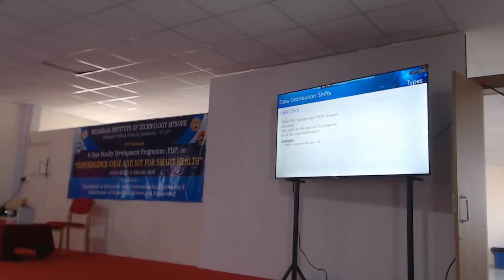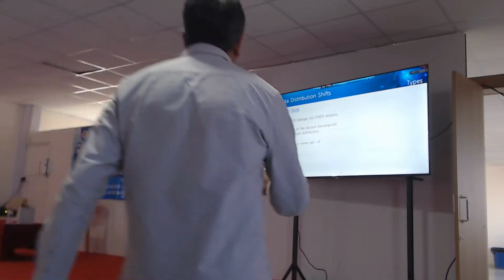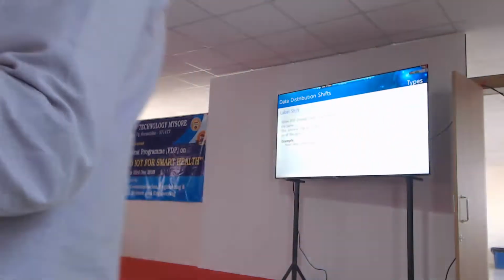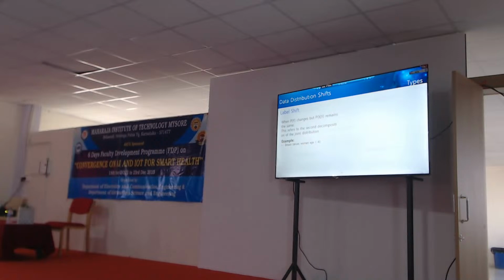So this is what label shift is. In label shift, the P of Y changes. The labels are changed, but the distribution is the same. See, the case of gender, right? Male, female, and transgender. Even they are included in our population only, but they are a new category which was not explained to the system. So that is how the shift may be changing.